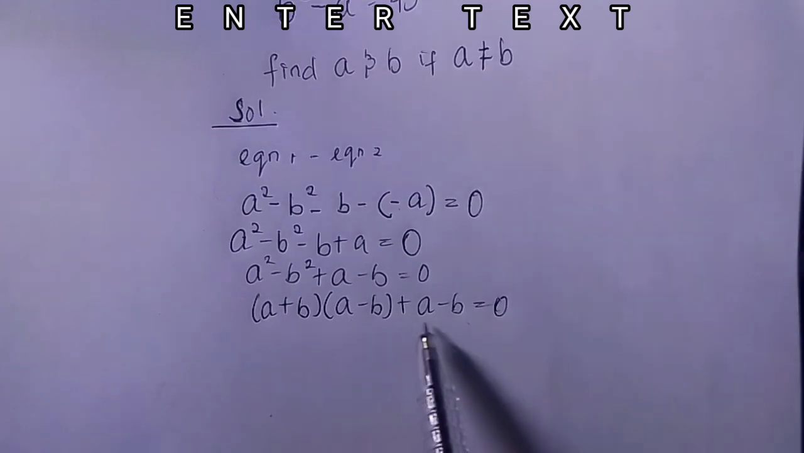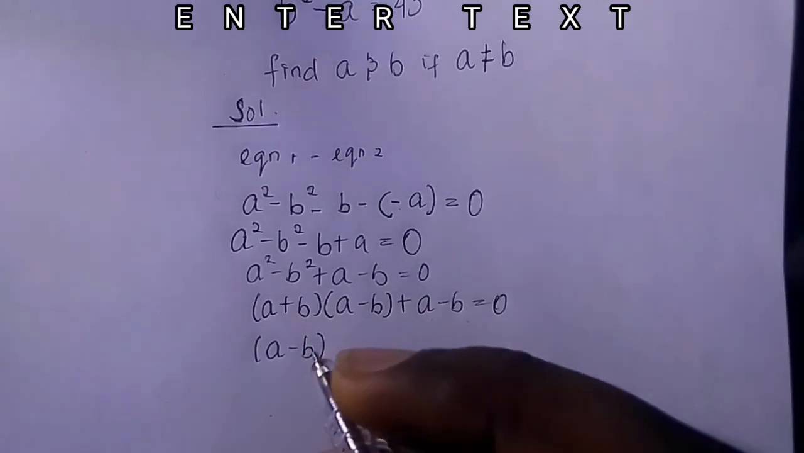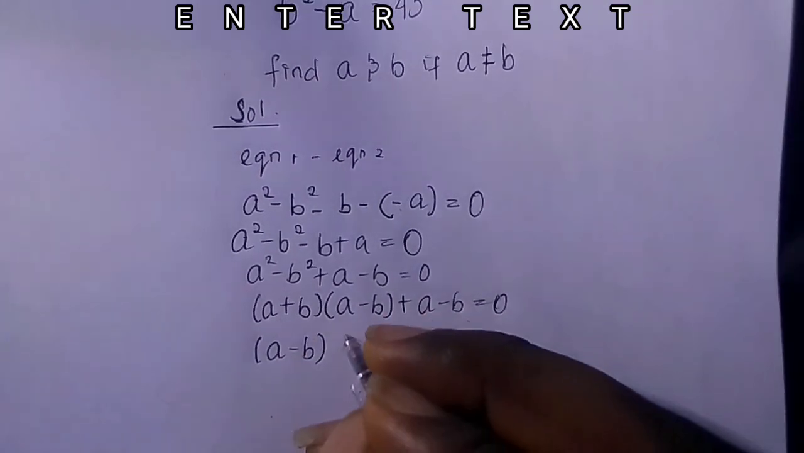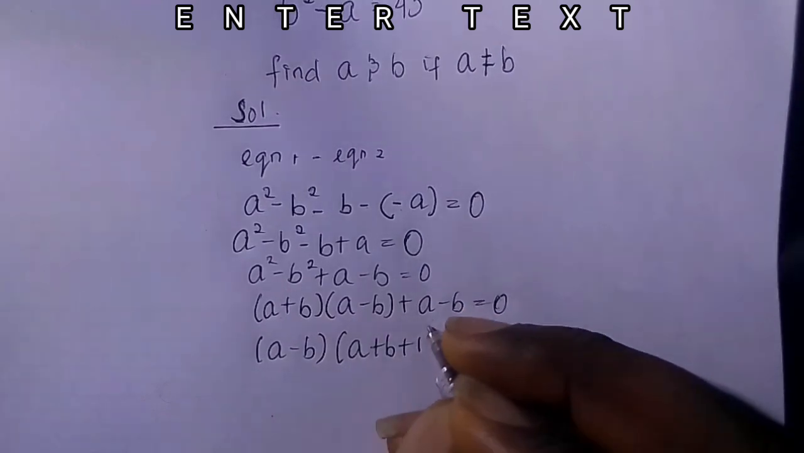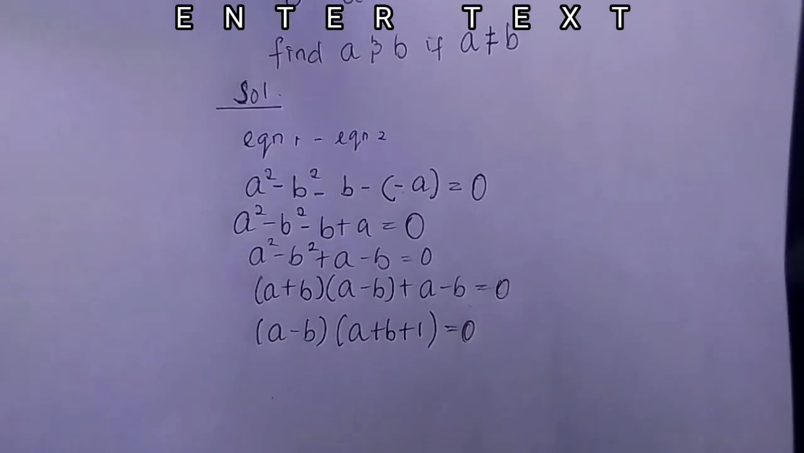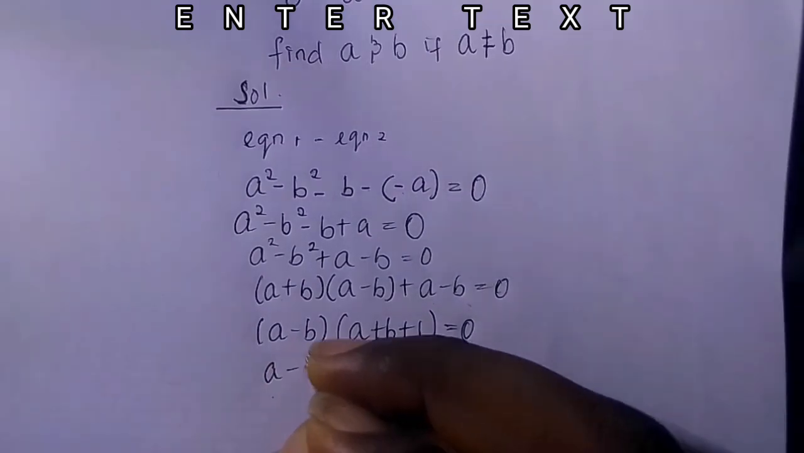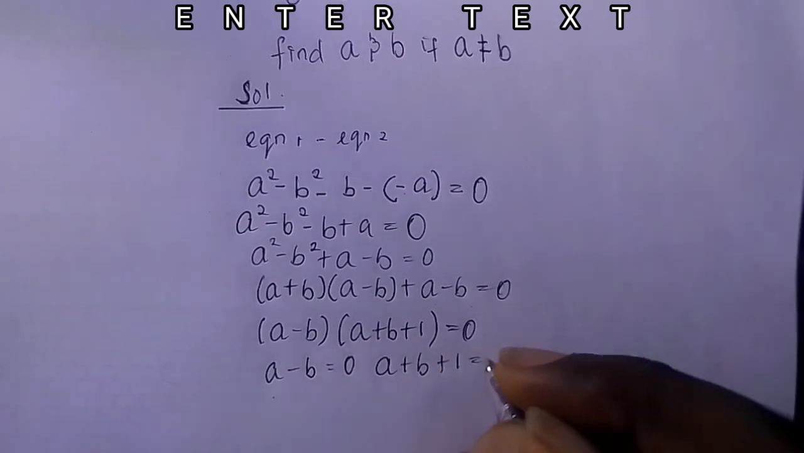We can see a minus b common here and here, so we bring out a minus b. When we bring out a minus b from here, we have a plus b left, and when we bring out a minus b from here, we have 1 left, so equals 0. So we equate each bracket to 0. a minus b equals 0 and a plus b plus 1 equals 0.